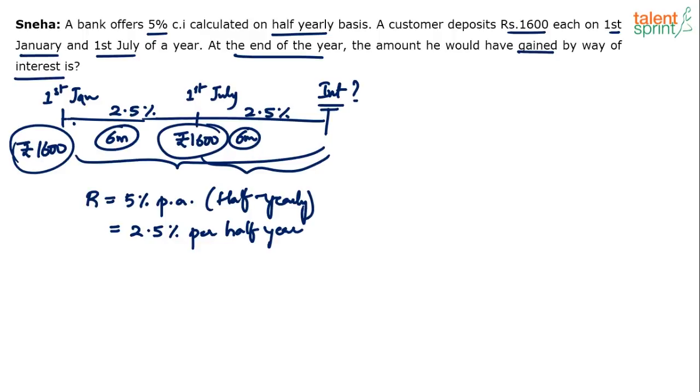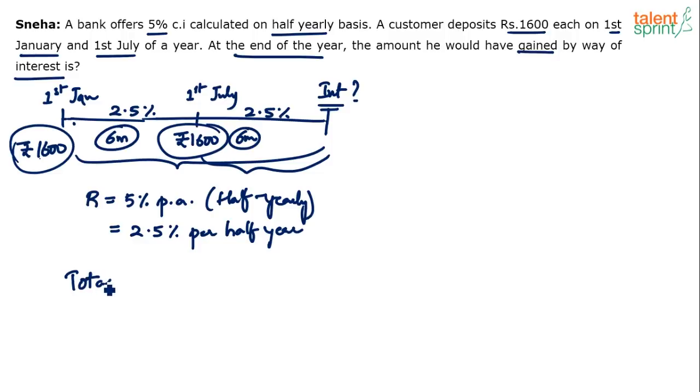So basically the first 1600 will get 2.5% interest at the end of 6 months. That interest will get added to 1600 rupees, and again on the new principal amount we'll get 2.5% interest at the end of the second 6 months. So that's like a typical compound interest case. But the second 1600 undergoes only one cycle, so it will earn 2.5% interest on the 1600 rupees. So this is what happens.